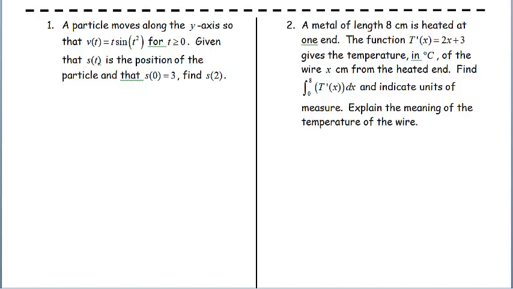Given that S of t represents the position equation, the antiderivative, if you want to think about it that way, of velocity, given that S of t is the position of the particle and that here's an initial condition, the guy started at 3, let's find out where he was 2 seconds later.